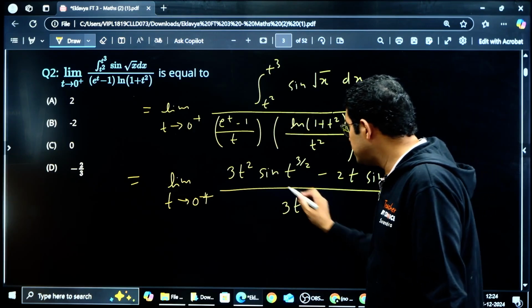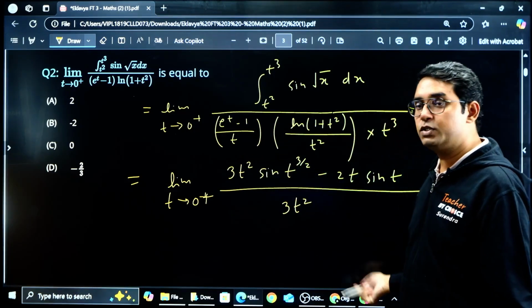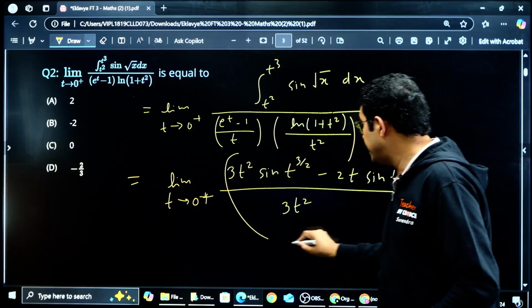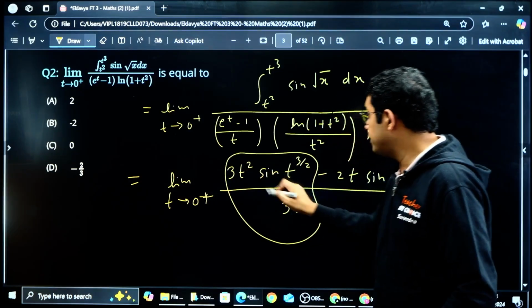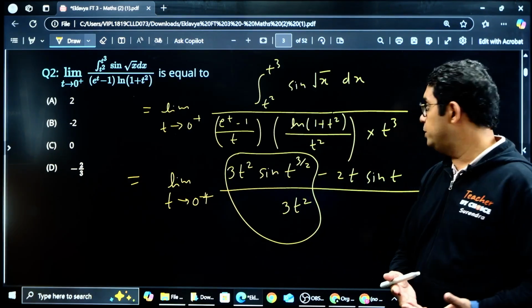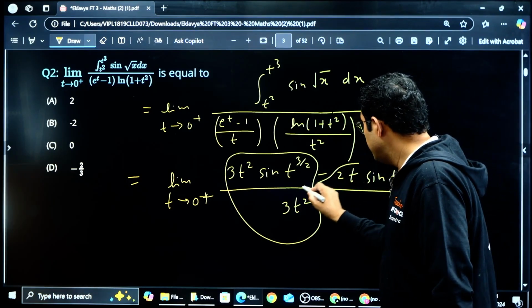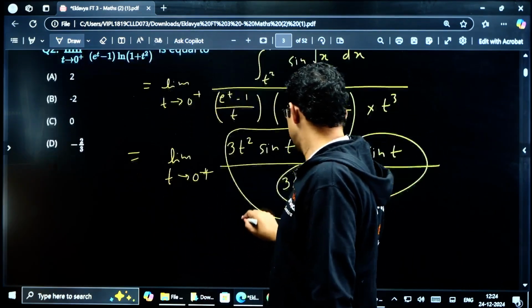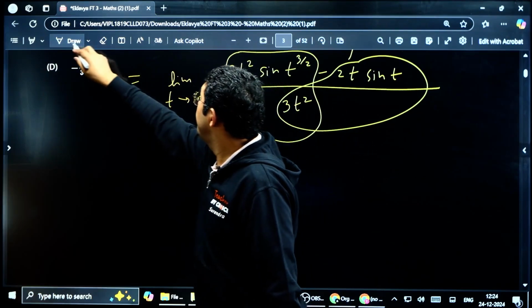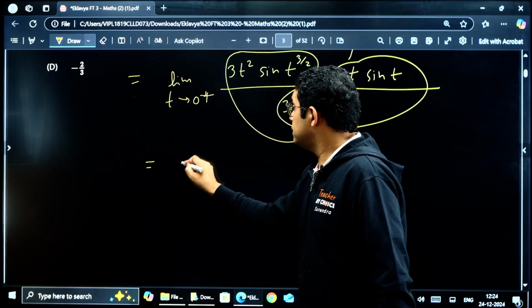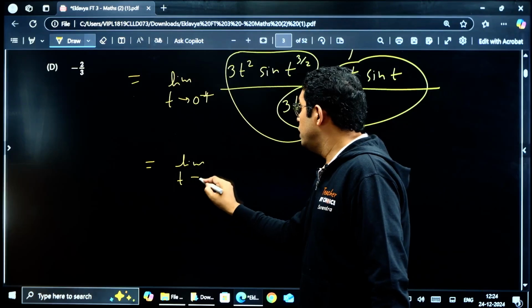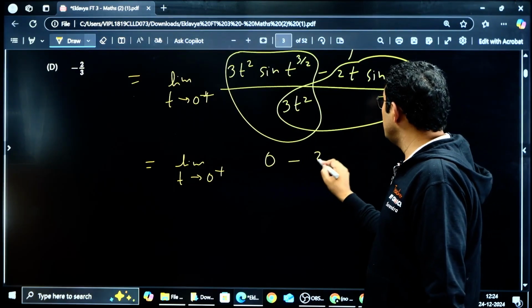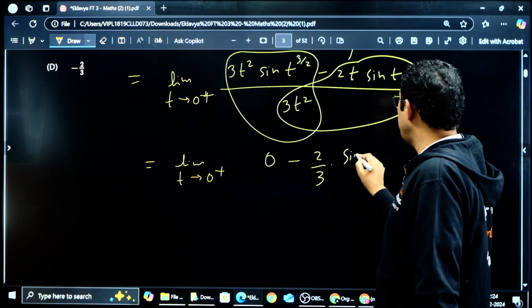Now I think it is very easy to see that, first, this 3t square is cancelling, so we are left with only sine of t power 3 by 2. This thing will become 0, because after the cancelling, sine of t power 3 by 2 will be 0. Whereas for this part, we can write it like: limit t approaches 0 plus, this first part is 0 as I told you, minus 2 upon 3 into sine t upon t.